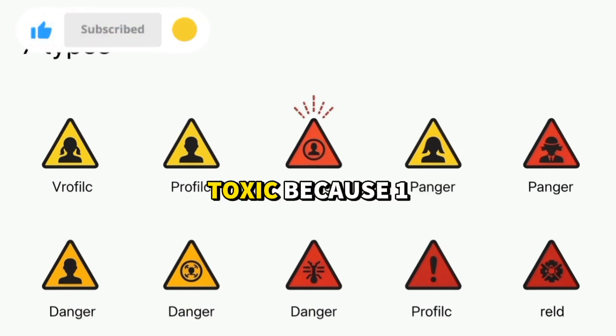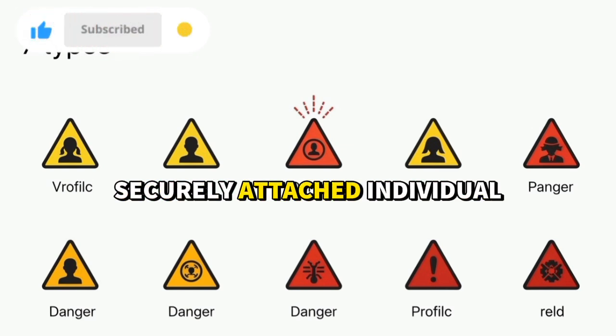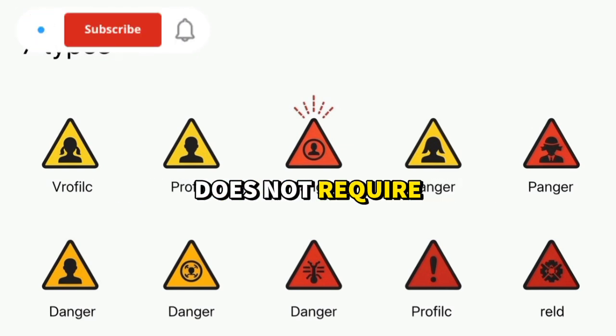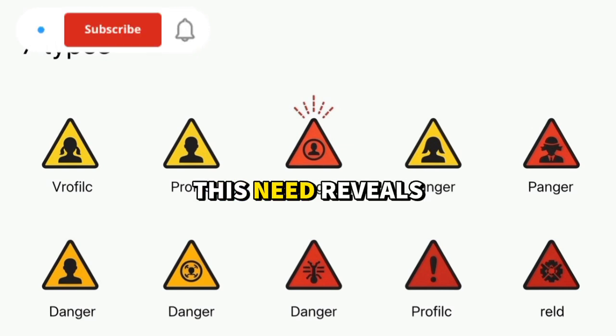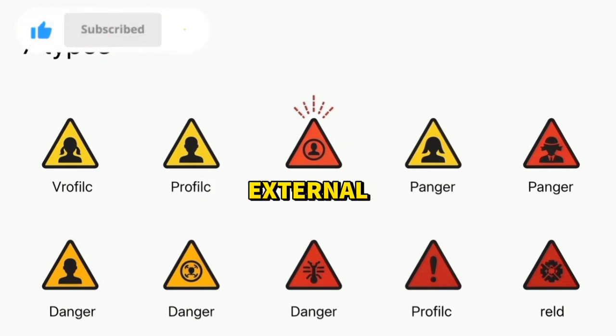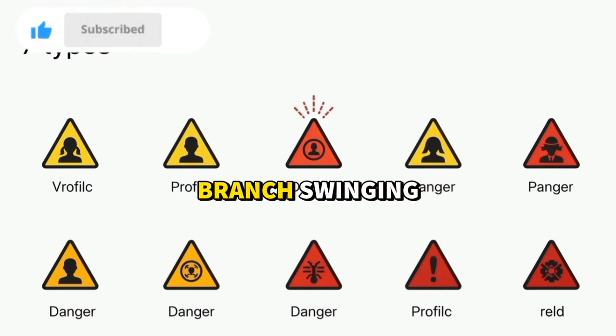The dynamic is toxic because, 1. Validation seeking. A securely attached individual does not require constant attention from a harem of opposite-sex admirers. This need reveals a dependence on external male validation for self-esteem. 2. Preparedness for branch swinging.